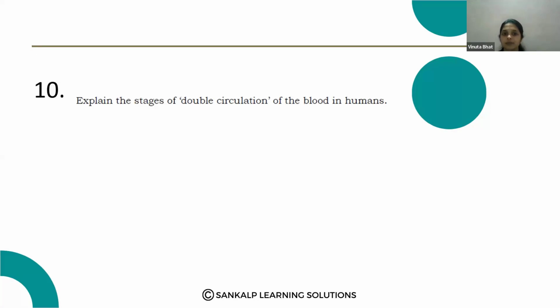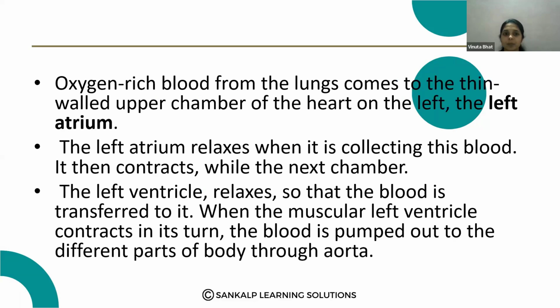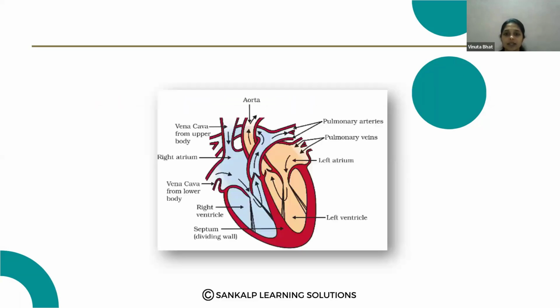Next question. Explain the stages of double circulation of the blood in humans. So that is one of the very important questions. What happens in the double circulation? Oxygen-rich blood from the lungs comes to the thin-walled atrium, the upper chamber of the heart on the left, that is called the left atrium.